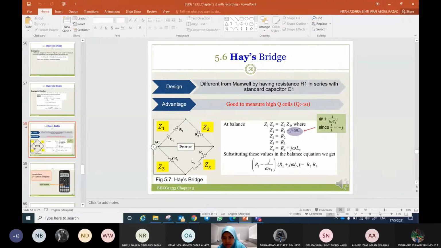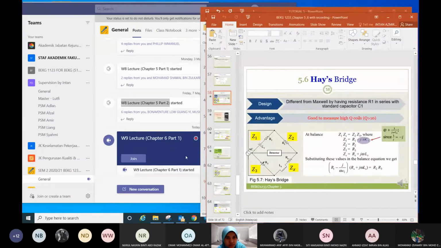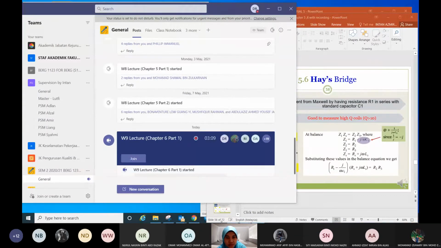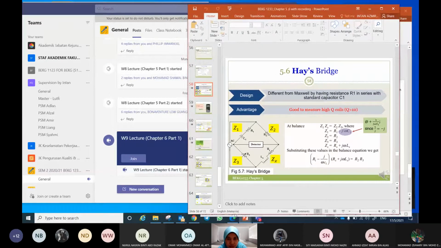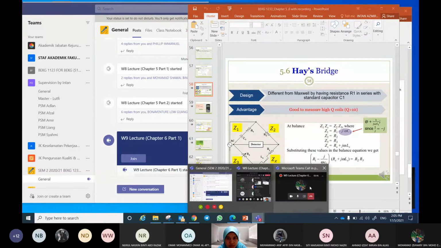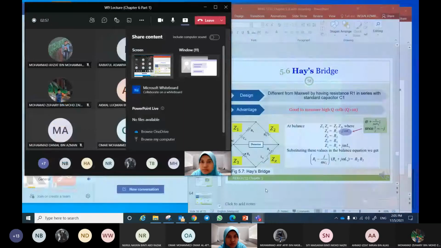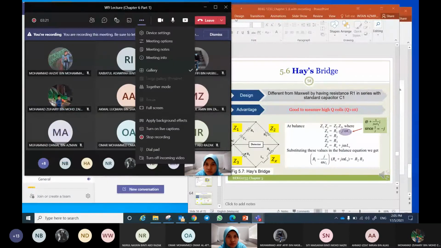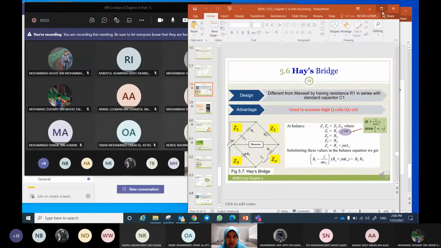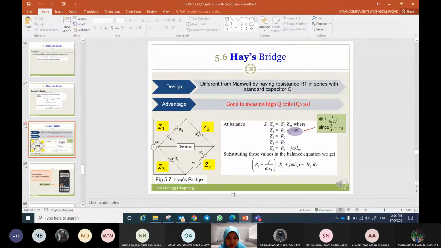Okay, class. Can you see my screen? Can you see my screen or not? Boleh, Doktor. Okay, class, where did we stop last two weeks?